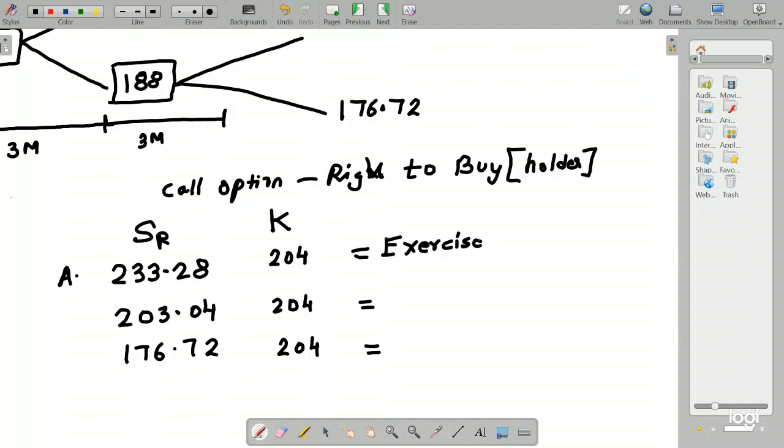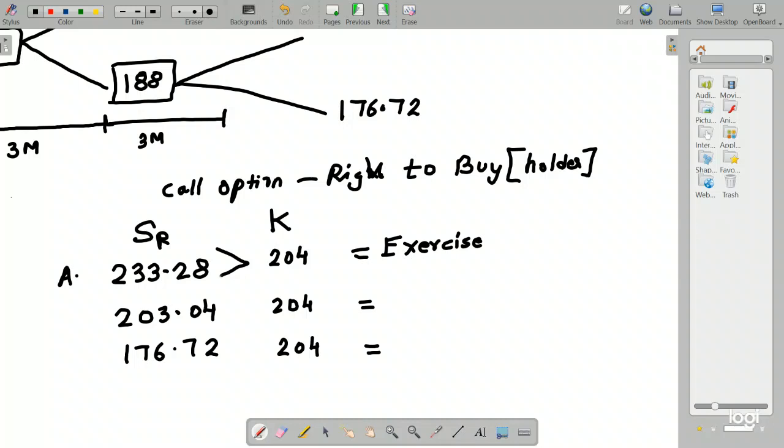So usually what happens, when will you exercise the contract? You will always exercise the call option when your spot rate is more than your strike price. If the probabilities are likely to happen something like this, then only you are going to exercise. Think about another situation. Spot rate 203, an odd figure, and strike price is 204. You'll say, why will you exercise?